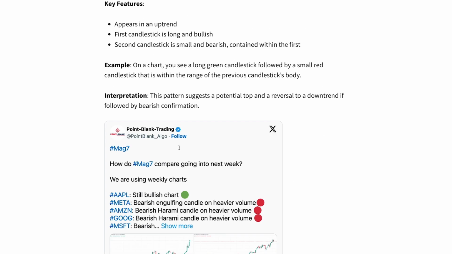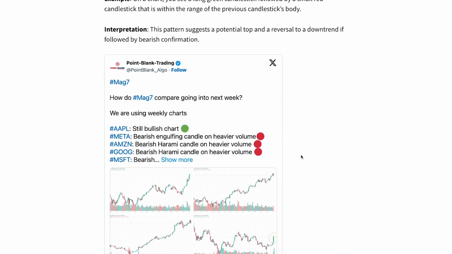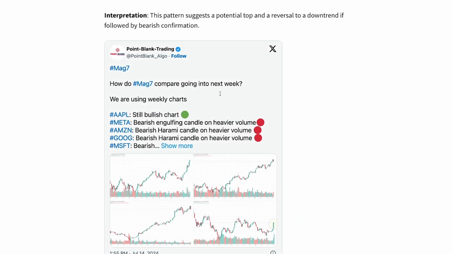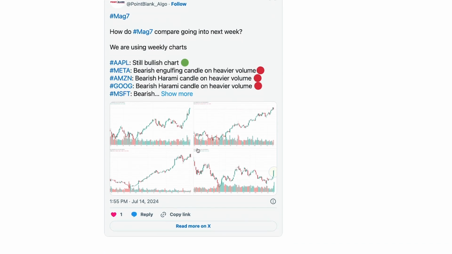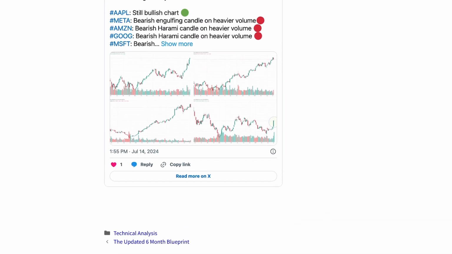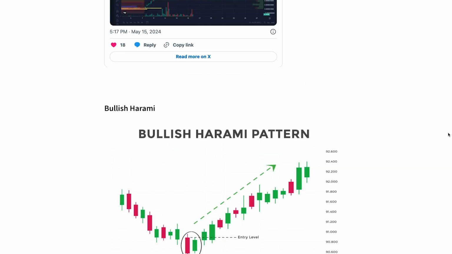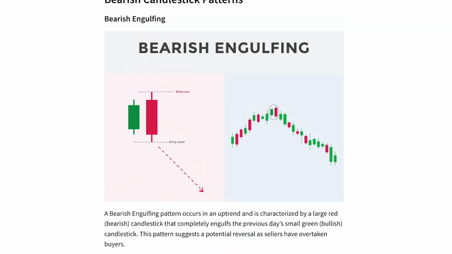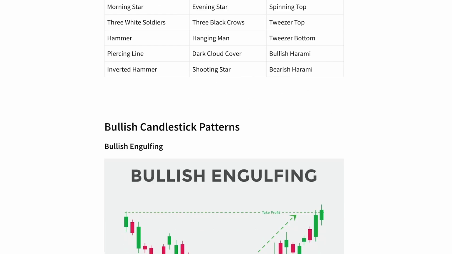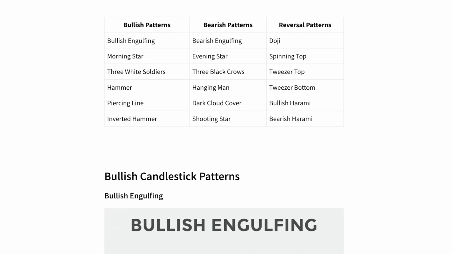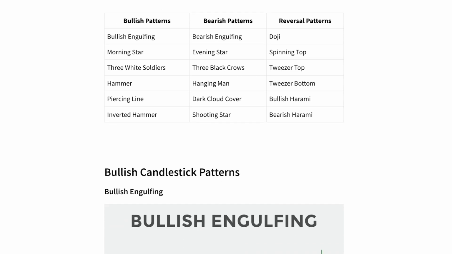And again, the bearish one is just going to be the opposite of that. And this particular post here on X shows some good examples of bearish Haramis for Amazon and Google and so on. And here are some actual charts that you can check out as well. So those are some of the more popular candlestick patterns for us beginners that are just learning this. Here's the chart we have here. There are others. We haven't covered all of them here. These are some of the more popular ones.